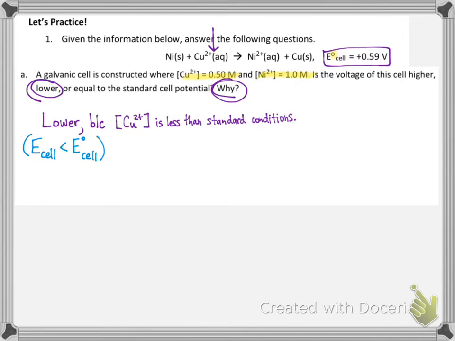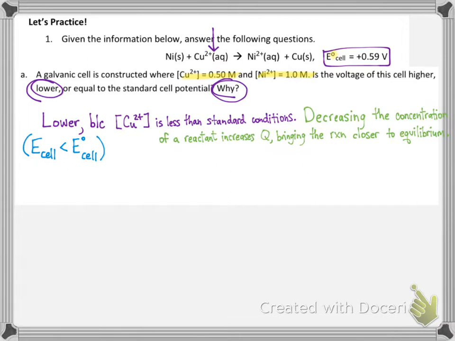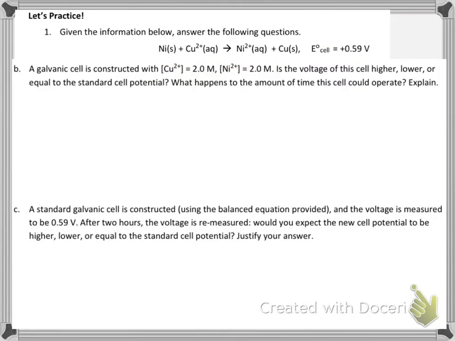And so what I like to say is, decreasing the concentration of a reactant will increase Q, bringing the reaction closer to equilibrium. Both components are needed to get full credit on your free response. All right, let's try another one. But this time, you're going to try it. And it's even got a sneaky question built in.